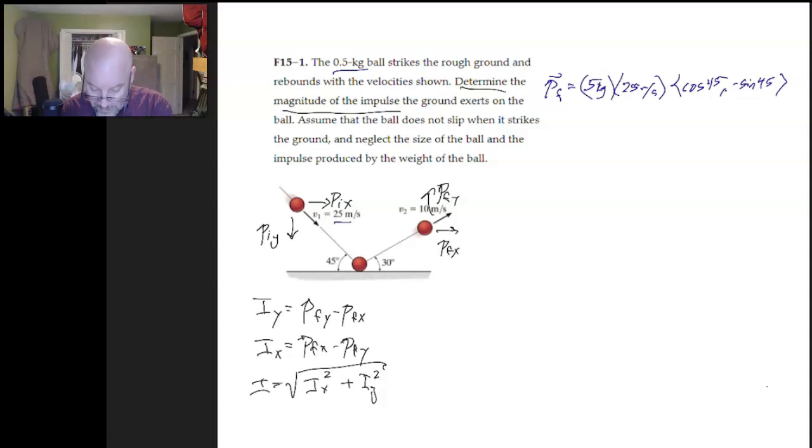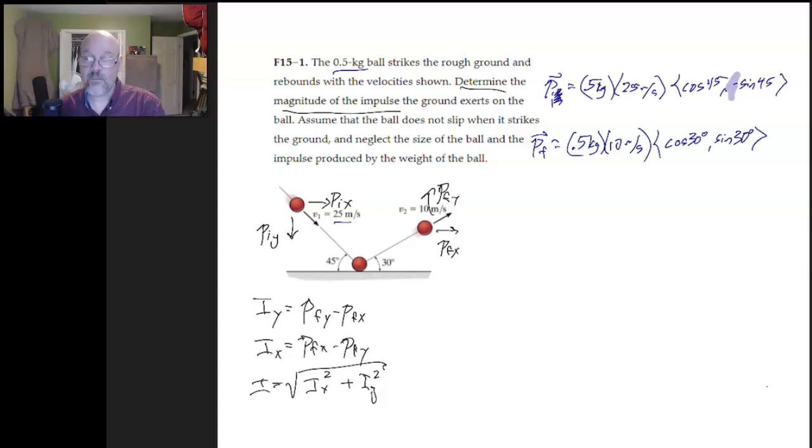And similarly, I'm sorry, guys, that is not the final. That is the initial. There we go. Fix that right up. The final, we're going to have 0.5 kilograms times 10 meters per second. And then what we're going to have is our angle, cosine 30 degrees and sine 30 degrees. Be careful. Make sure you remember to put that one there as negative because it's a downward component. It's easy to forget that.